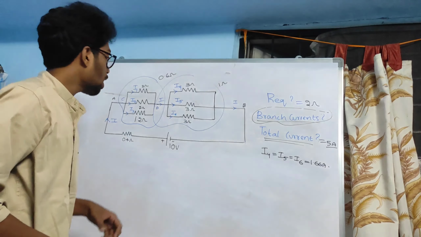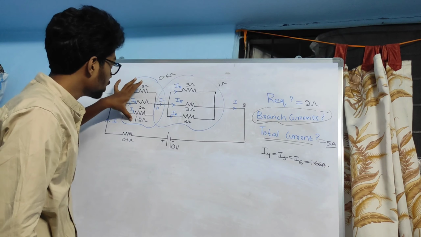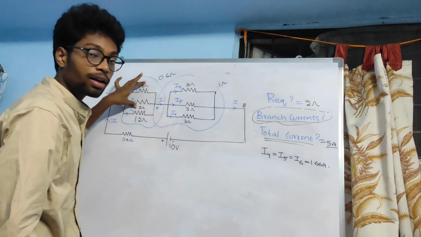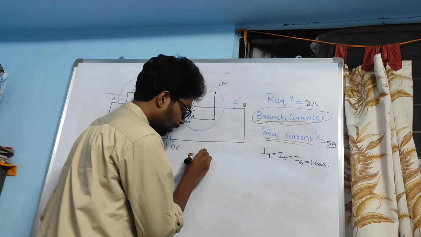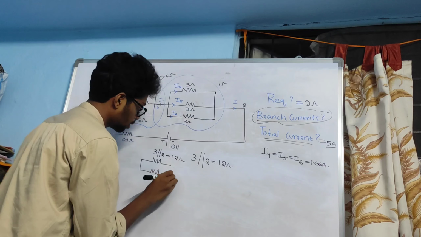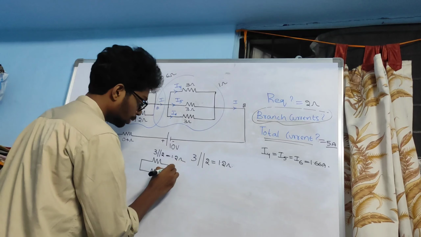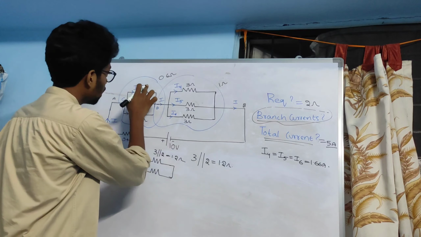Already we have got the R equivalent of this parallel combination. R equivalent of 3 and 2 connected in parallel, we have got 1.2 ohms. Okay, I am taking the equivalent circuit so that it would be convenient for me. 3 ohms and 2 ohms connected in parallel, I have got 1.2 ohms, and here comes this 1.2 ohm resistance in parallel with the 3 ohm and 2 ohm R equivalent.